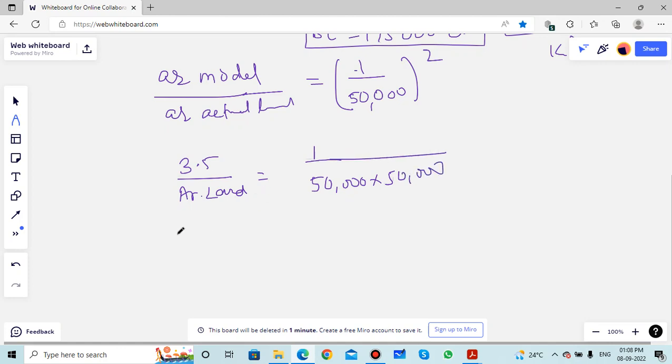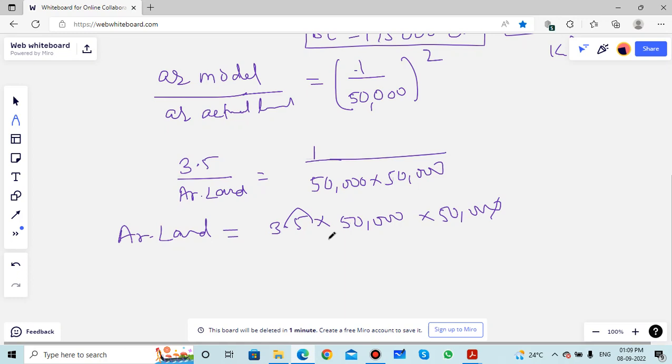So if you go here, it becomes area of actual land is 3.5 into 50,000 into 50,000. So for 1 0 it will come here, and you multiply whatever the value comes, that will be the area of the land.